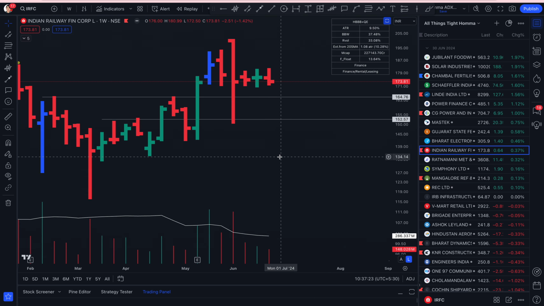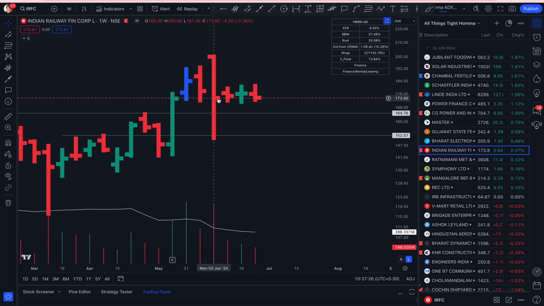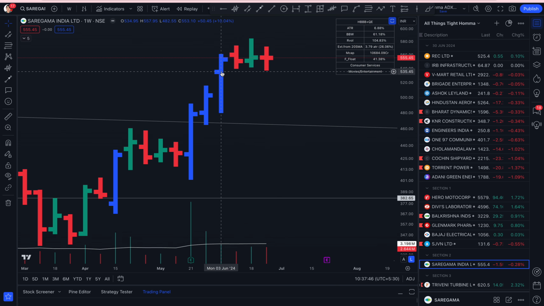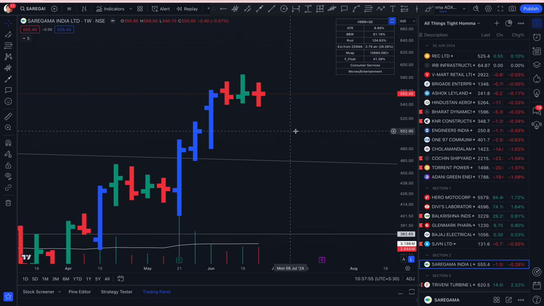IRFC. See, IRFC is 4 weeks tight. This closing, this close, and this close are 0.7% different. This close 0.8, this close is 1.42, right? So this is like 3 weeks tight, like 4 weeks tight, hai na? And then another one is Saregamapa, 3 weeks tight, 4 weeks tight. These two are like 1 week, 2 week, 3 weeks tight. Anyways, so that's how the 3 weeks tight closing helps you to scan for tighter stocks. Now this is tighter in a weekly time frame, but still tight is tight because things are fractal.